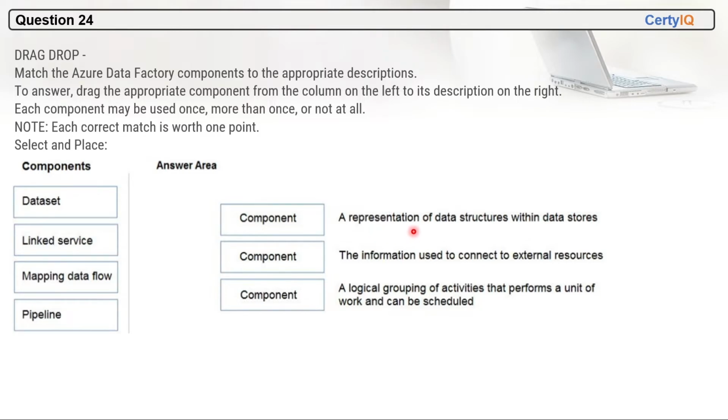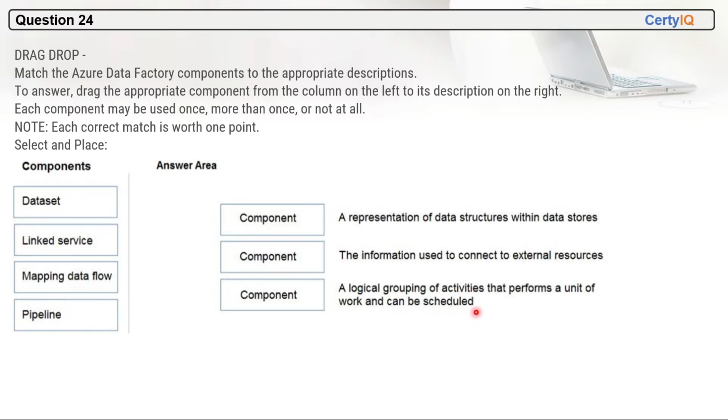So first one is a representation of data structure within the data store. What is this? This is a dataset. Dataset is the representation of data structure within the data store is the correct answer here. Second, the information used to connect to external resources. So linked service will be the correct option here. Linked service is the information that is used to connect to external resources.